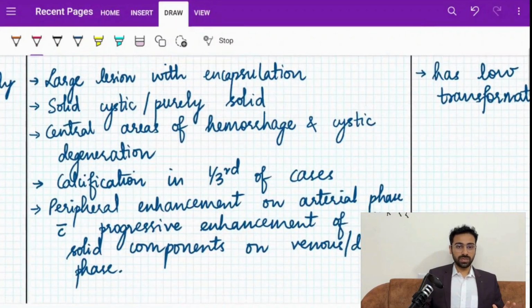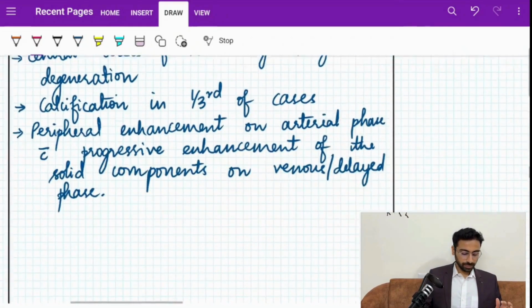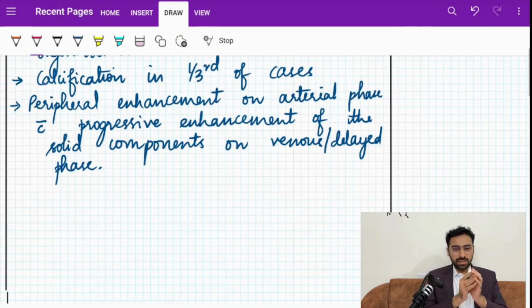Coming to its imaging features, it is usually a large lesion which is well encapsulated. It can purely be solid or it can be solid cystic. Now, what you have to remember here is cystic changes are common in the center and they can be associated with hemorrhages. Calcification is also found in one third of the cases, and now you can see that this is quite non-specific that I have mentioned.